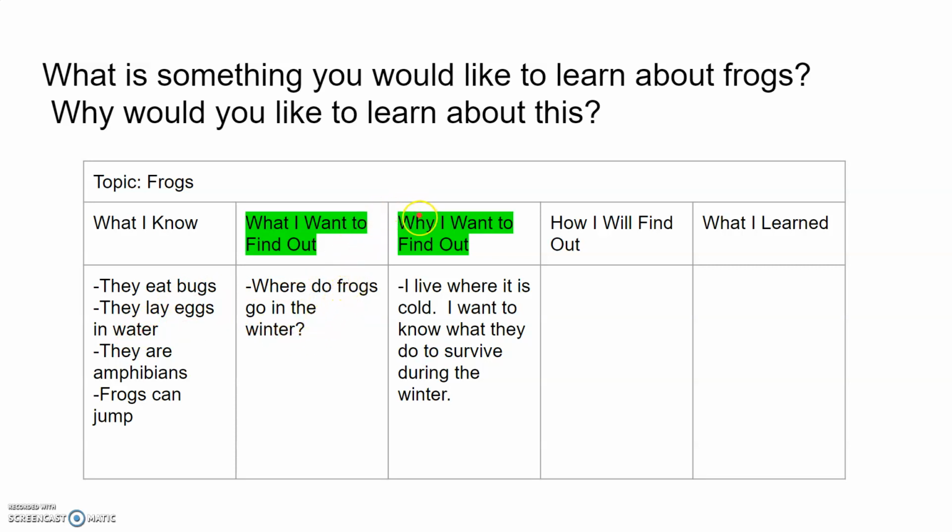And then in our third column, in our third area, we're going to write why I want to find this out. Why do I want to learn about this? I want to learn about where frogs go in the winter because I live where it's cold, and I want to know what they do to survive during the winter. It gets really cold out there. So these two go together. I'm going to pick a subtopic or something I don't know that I think would be interesting to find out, and then why I want to find this information.